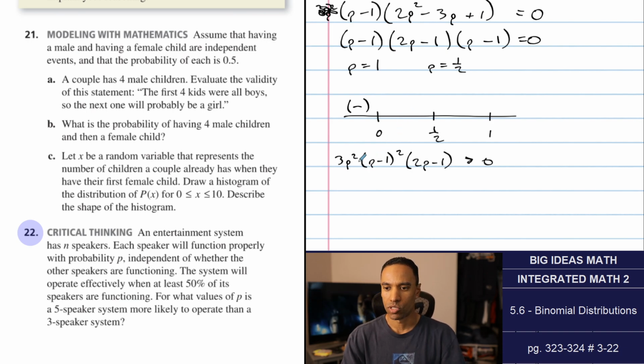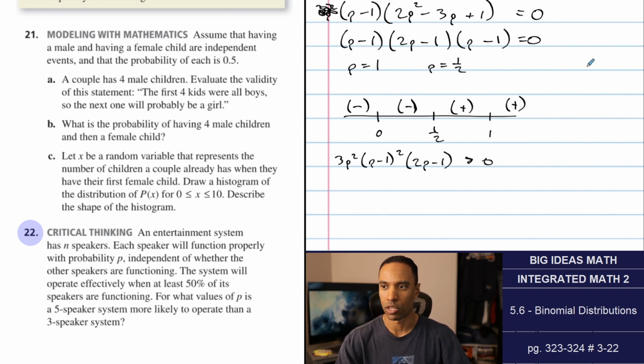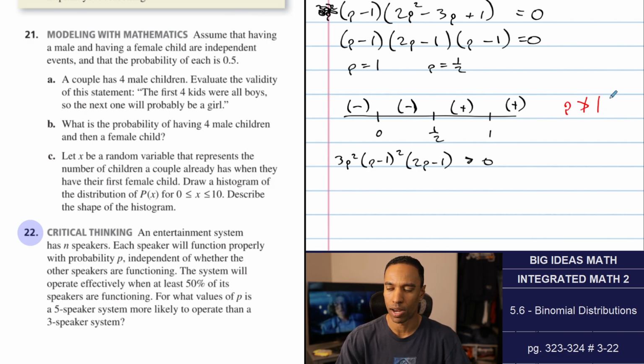When I plug in a number between 0 and 1/2, I get positive, positive, less than 1/2, negative. When I plug in a number greater than 1/2, that's positive. These will always be positive. Let's see, this will be positive, this will be positive. The problem is you can't have P be greater than 1. P cannot be greater than 1. P can only be equal to 1. So P has to be somewhere between 1/2 and 1.